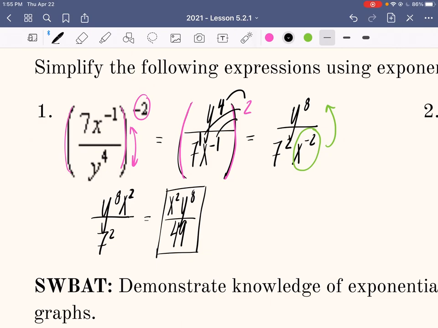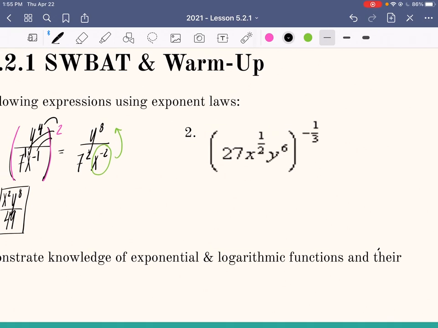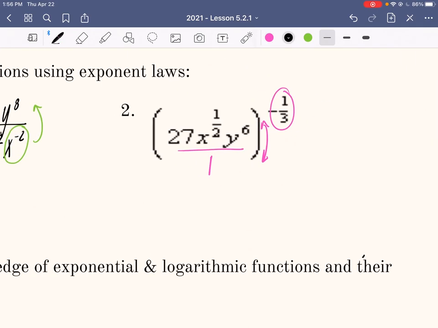Okay, number 2, similarly, we've got another negative exponent right here, so that's the first thing that I'm going to want to deal with. Since this is written as a whole number inside of the parentheses, I'm going to write this over 1, and then I'm going to take the reciprocal of it to make that a positive exponent. So this becomes 1 over 27 x to the power of 1/2 times y to the power of 6, all of this to the power of positive 1/3 now.